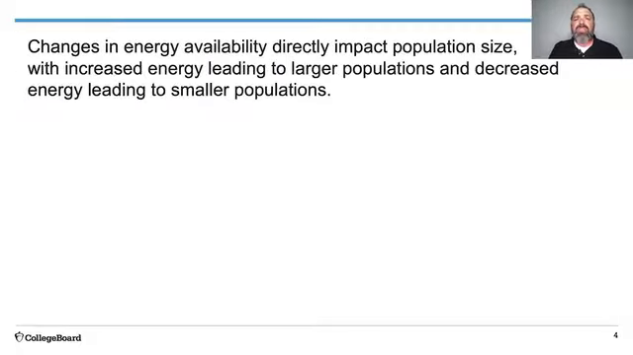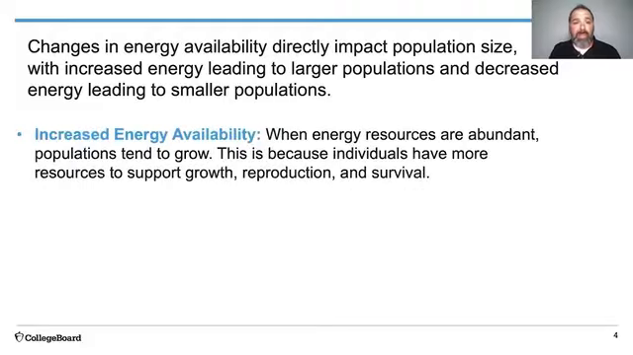So changes in energy availability directly impact population size, with increased energy leading to larger populations and decreased energy leading to smaller populations. So if you have increased energy availability, when resources are abundant, populations tend to grow. Those animals have energy, they're going to reproduce, and so they'll have the energy to support growth, reproduction, and survival. So they're abundant, and that's key.